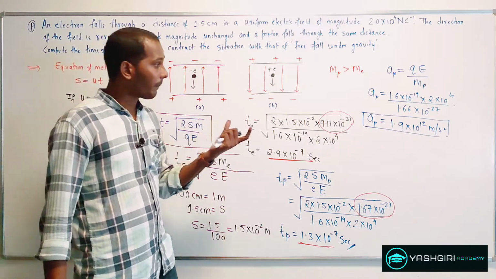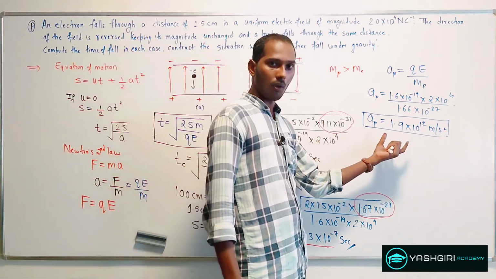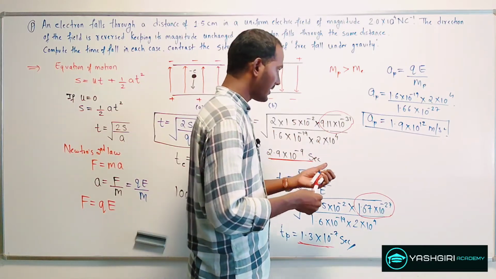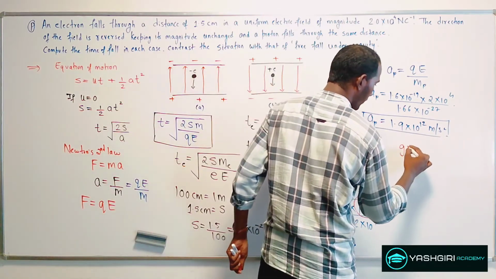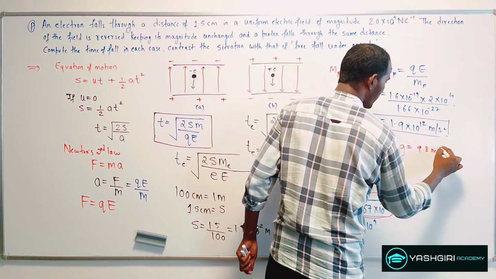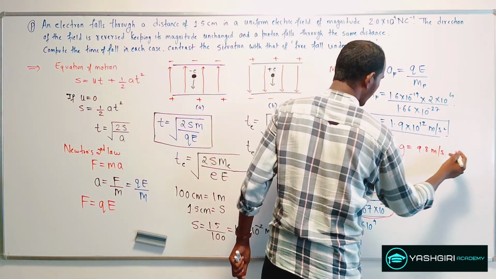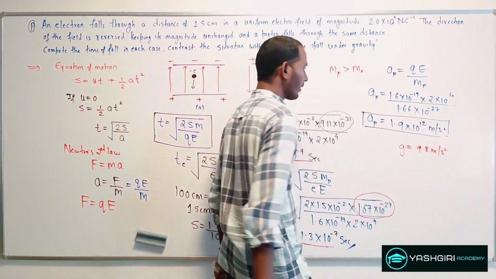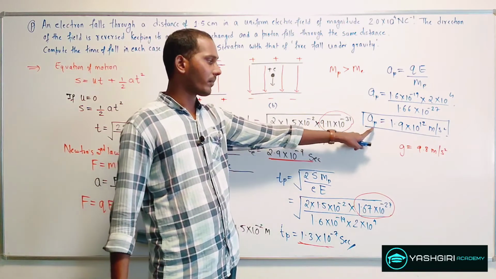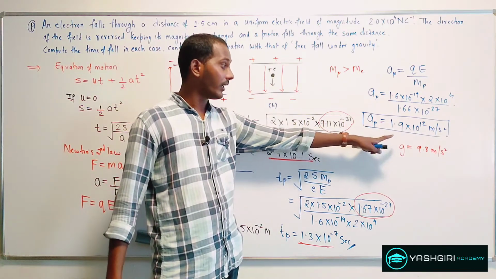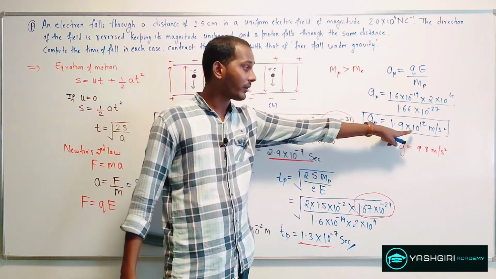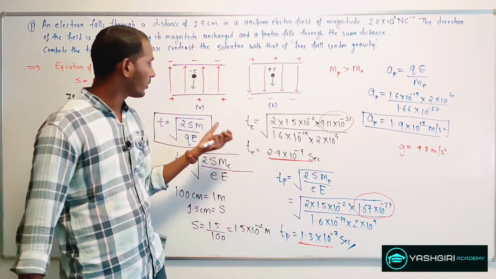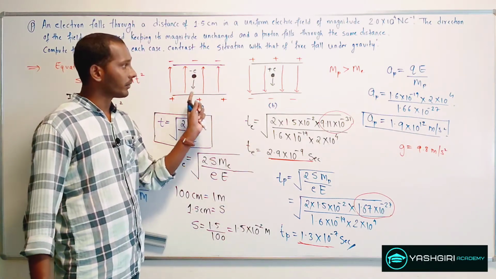Now if you compare this acceleration of a proton with the acceleration due to gravity, whose value is g equal to 9.8 meters per second square, you see that 1.9 into 10 to the power 12 is such a big value. So that is the reason why I have ignored the force of gravity in both cases.